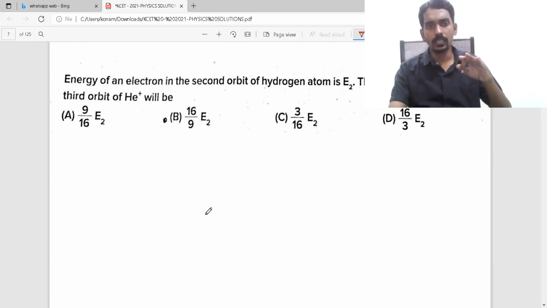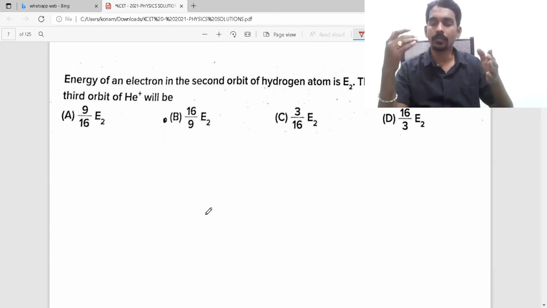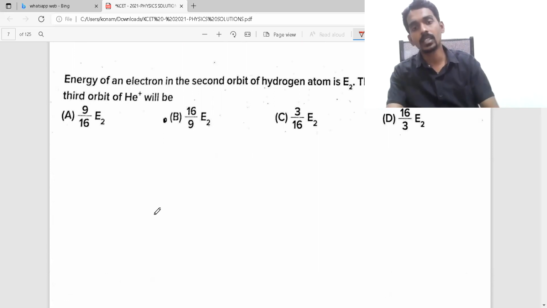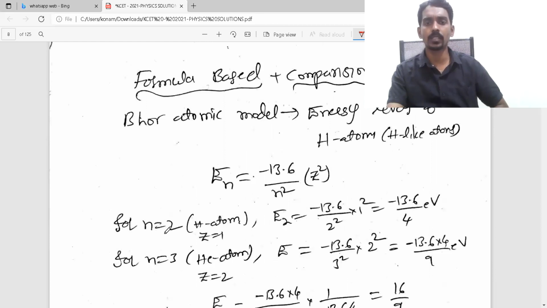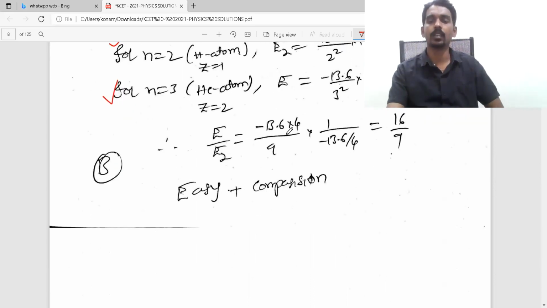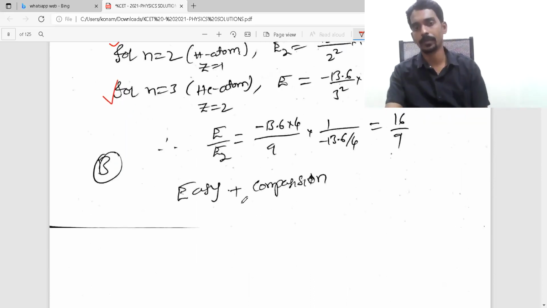Now they are asking: if E2 is the energy of the hydrogen atom in the second orbit, then what is the energy of helium plus in the third orbit? So the n value is changing, the z value is changing. So you take the comparison. See here, I have taken the general formula for E. Then first for the hydrogen atom, then for the helium ion, then compare. I mean, take the ratio. So not a big question, an easy question.